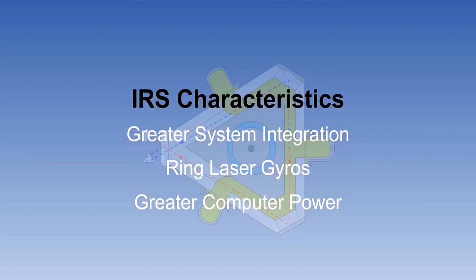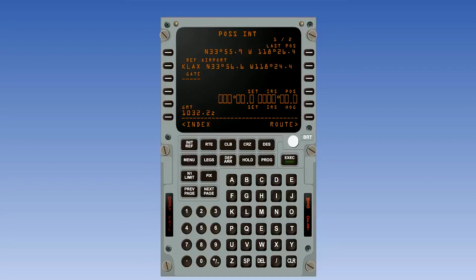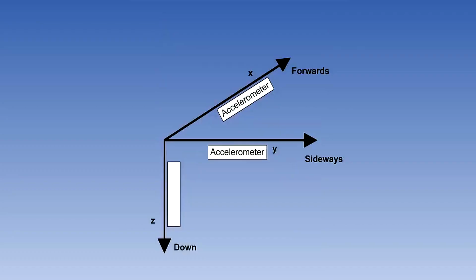The primary sources of information in the IRS are 3 ring laser gyros and 3 inertial accelerometers. Notice that we have 3 channels this time: forwards, sideways and down. This is in contrast to most INSs which had only 2. The system needs to know initial present position. Unlike INS, it does remember where it was shut down at the end of the last flight. But nevertheless, this needs to be refined by a fresh input of present position from the pilot.